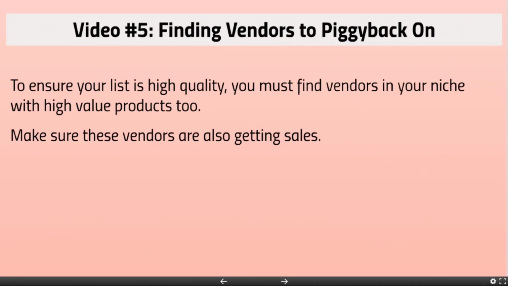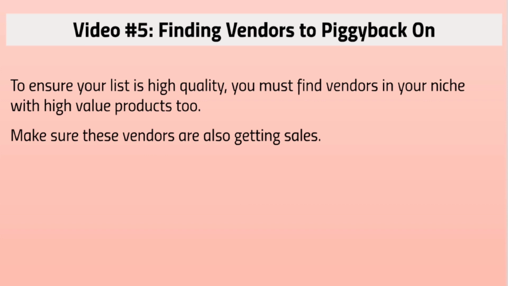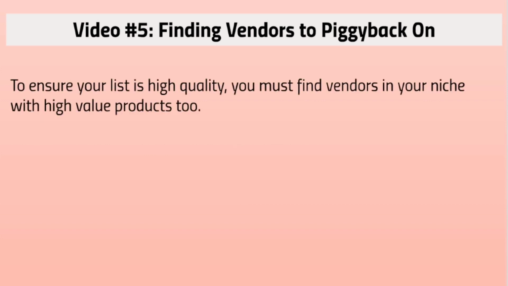This is video number 5. We're going to talk about finding vendors to piggyback on. Now, you want to ensure that your list is high quality too. And what I mean by that is you don't want to approach every single vendor out there, because some vendors are actually selling very low quality products. And guess what? You're just going to get low quality subscribers. That doesn't always mean the case, but typically, if you look at certain vendors, you'll notice that they attract a certain type of person.